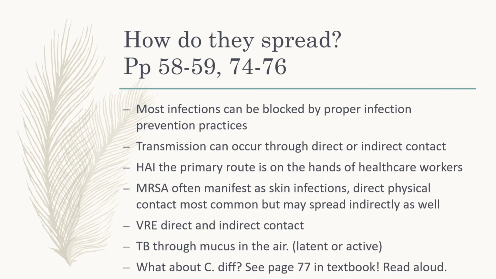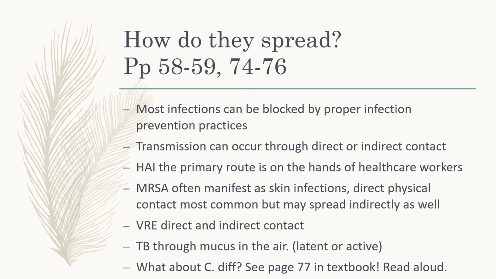Tuberculosis is TB. It spreads through mucus in the air. You can have latent TB, which is not active, or you can have active TB. That's the one that you're going to need to wear a mask in. They're probably going to have a negative pressure room. There's a lot of precautions that go into that. And you will know exactly what kind of precautions you need for each patient because it'll be in the chart and it should be posted on their door as well.